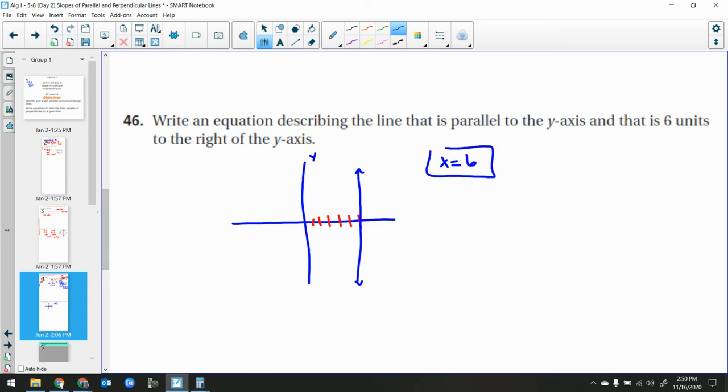Okay. Again, you're going to find that sometimes it's easier to visualize the problem, maybe graph it out and see what's going on. You guys might like that better.